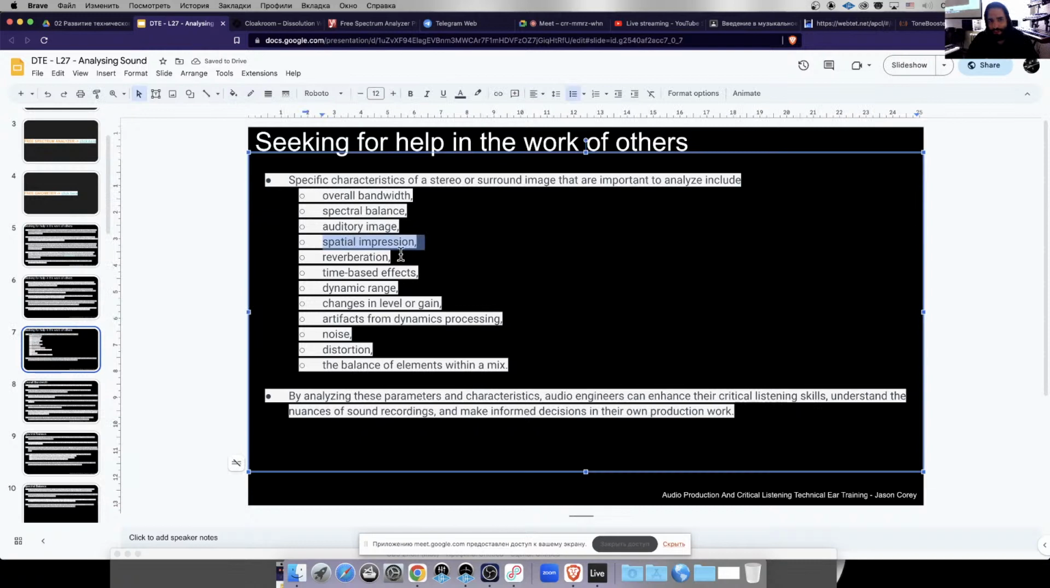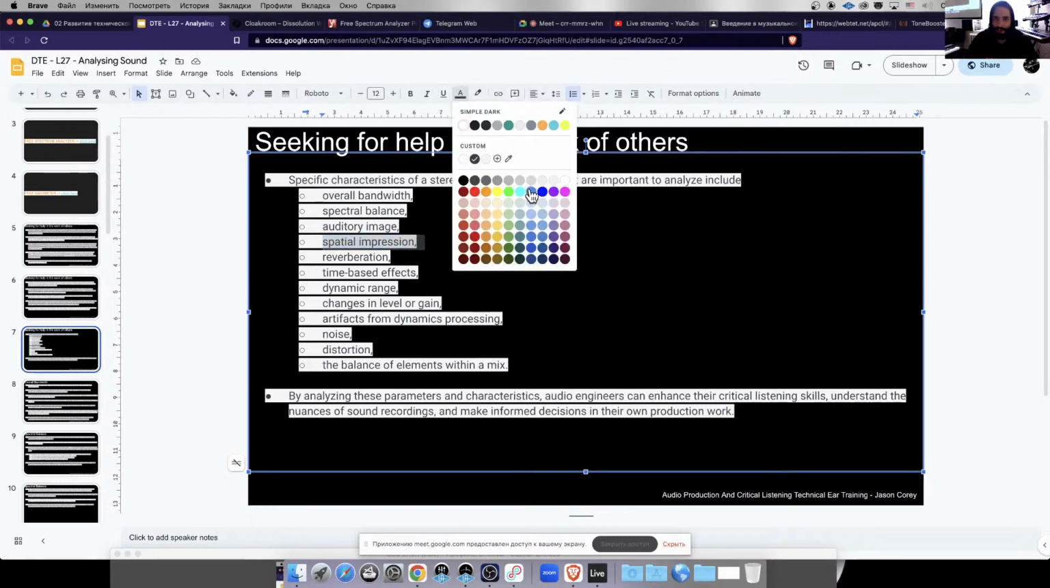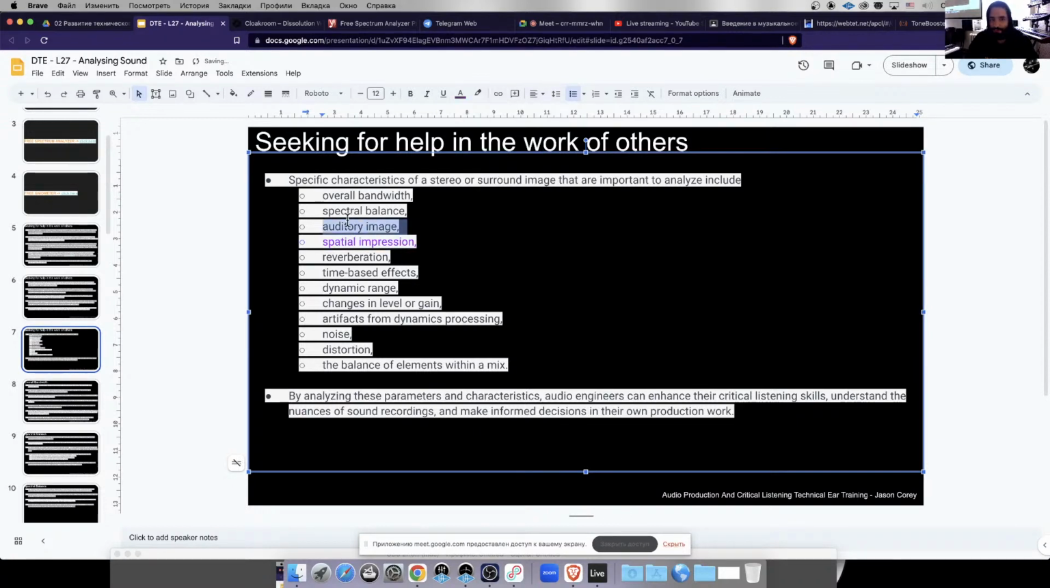What else do you want to see? You want to see the spatial impression. I really don't know what that is, I'm honest with you. I don't know what he means by that. I see auditory image as width. Spatial impression, I'm a bit lost there. Reverberation, obviously how reverberant the song is. Time-based effects, does it have a delay, a reverb, etc., like a deeper reverb.